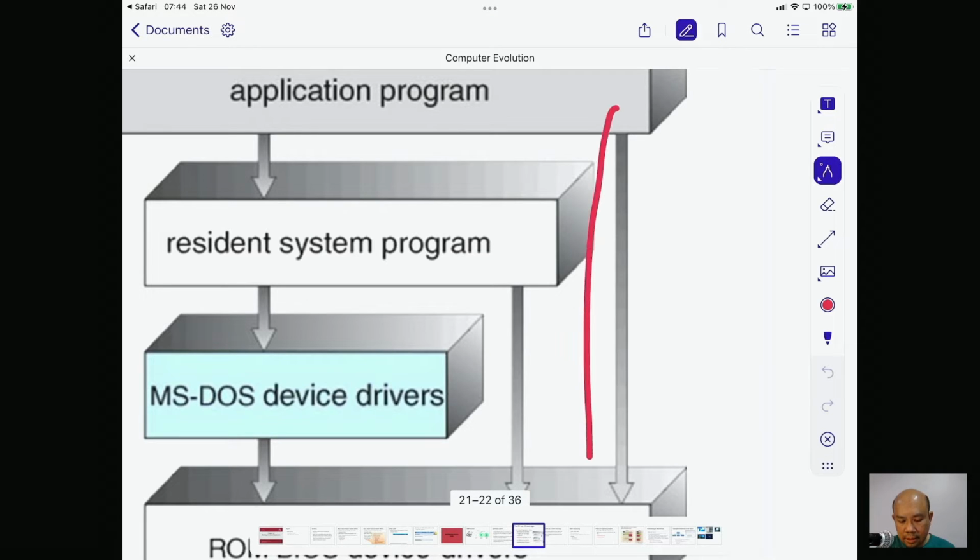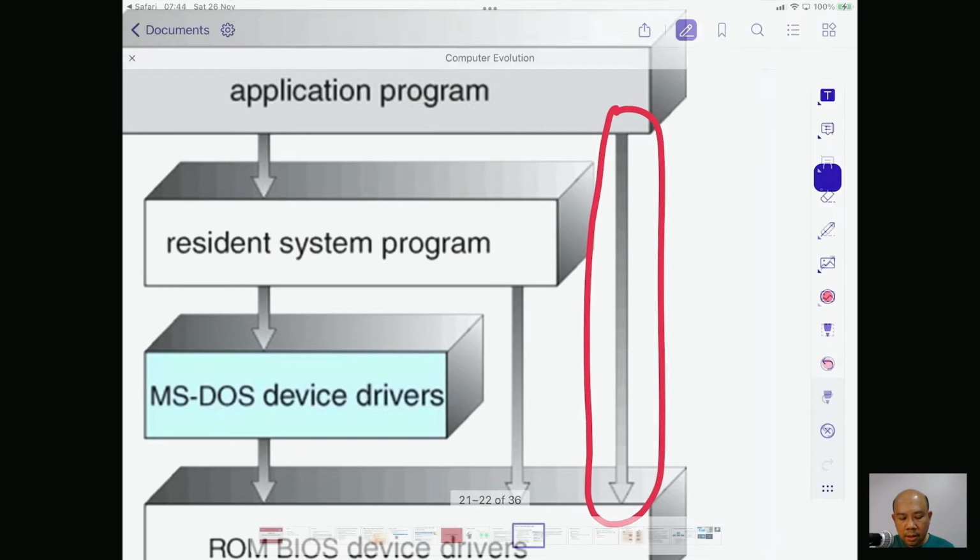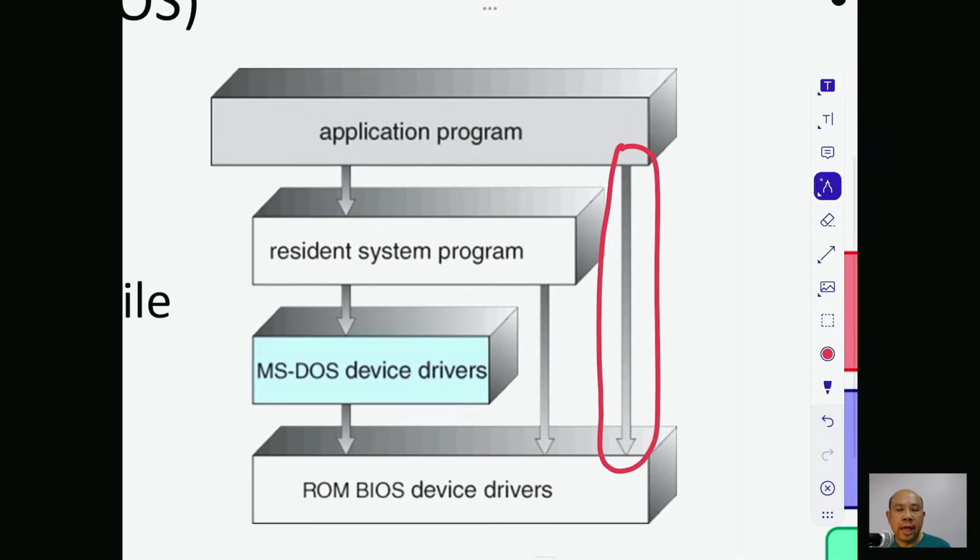In this line here, that means any application can directly access the hardware. This is not an advantage. This is a problem for DOS. That means some applications can access hardware directly, and some viruses can access the hardware if your system is infected with a virus.